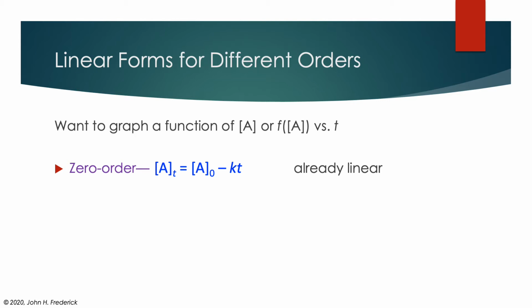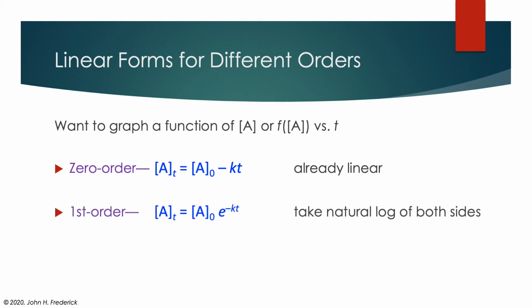Now, if it's a zeroth order reaction, the reactants should already be in some sort of linear order. We saw that earlier with the integrated rate law for a zeroth order reaction. It actually is a line with negative slope. So in that case, we don't really have to do anything. The data itself should approximate a line.